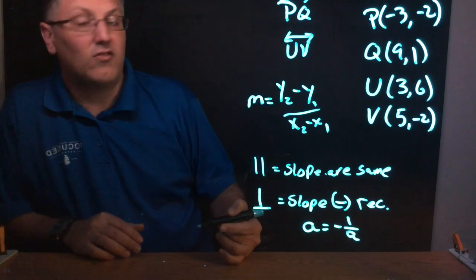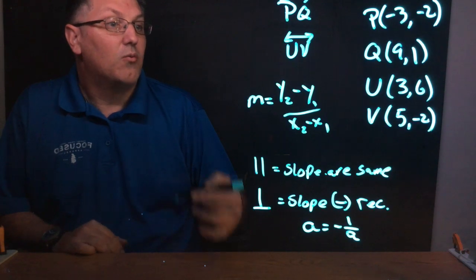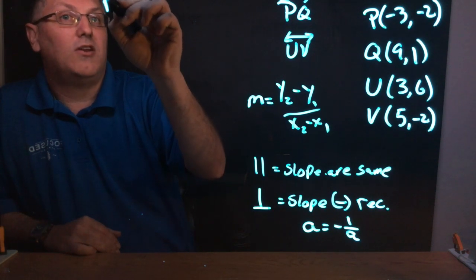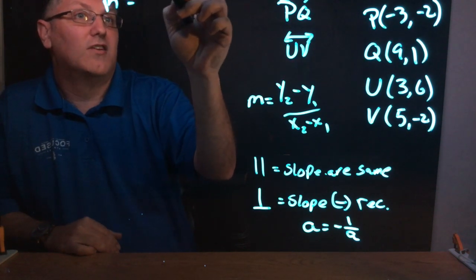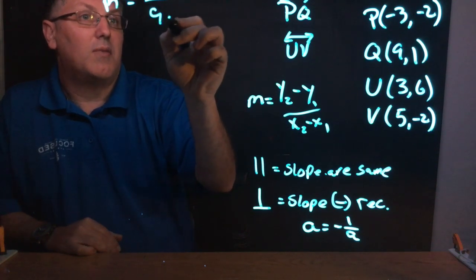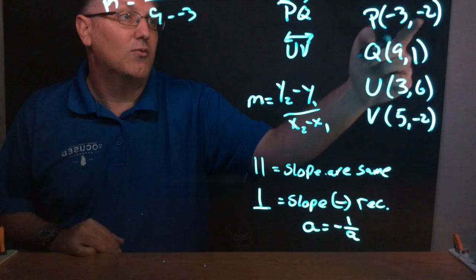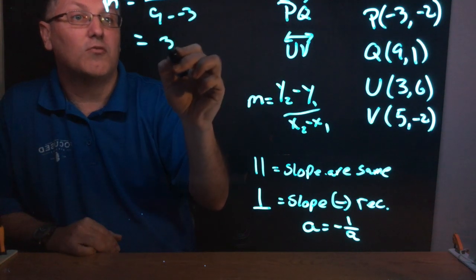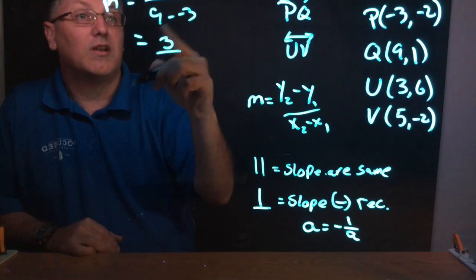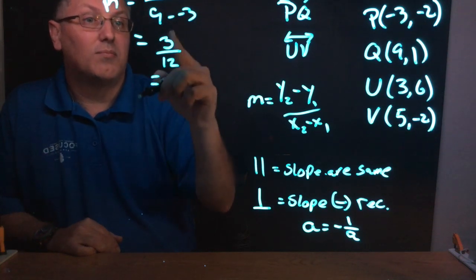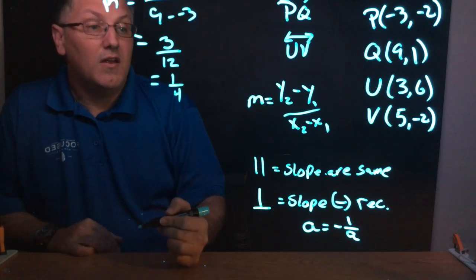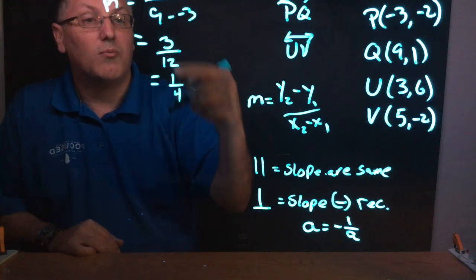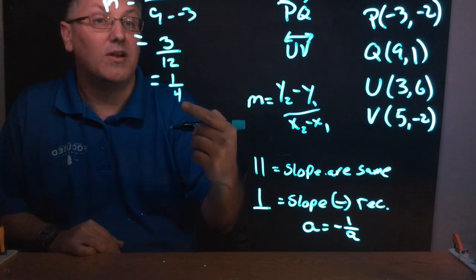So let's find the slope of each of these. To find the slope of PQ, I'm going to do 1 minus -2 divided by 9 minus -3. And then I simplify. 1 minus -2 is really 1 plus 2, which gives me 3. And 9 minus -3 is really 9 plus 3, which gives me 12. And that simplifies down to 1/4. So if it's going to be parallel, it's going to have to be 1/4. If it's going to be perpendicular, we flip 1/4 upside down, it'll be 4, and change the sign, it'll be -4.